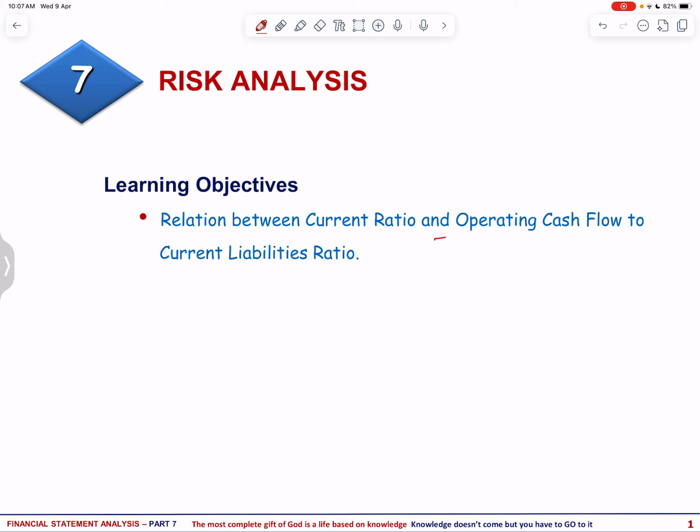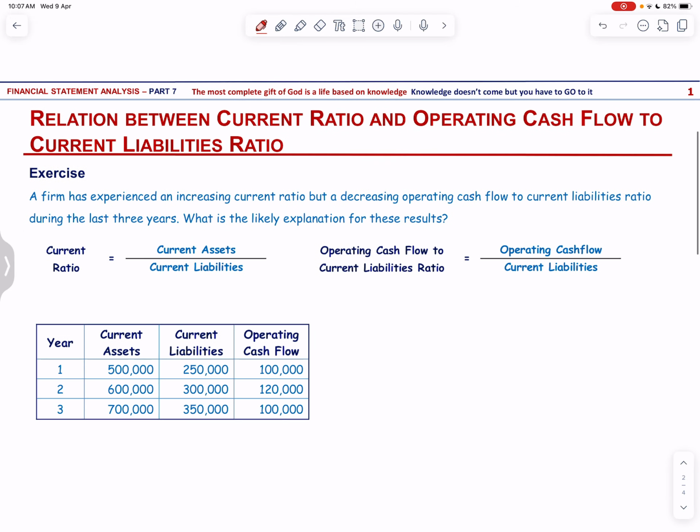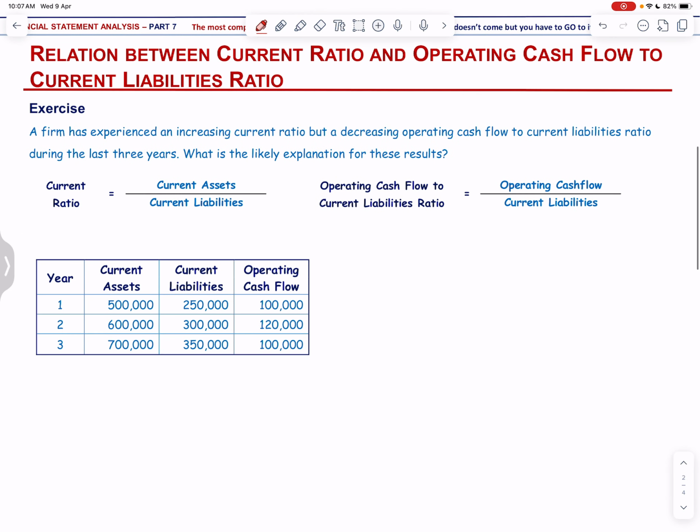In this video, we will discuss how to analyze the relation between current ratio and operating cash flow to current liabilities ratio. So let us look into an exercise over here. A firm has experienced an increasing current ratio, but the operating cash flow is decreasing. Operating cash flow to current liabilities ratio is decreasing during the last 3 years. So, what is the likely explanation for these results?